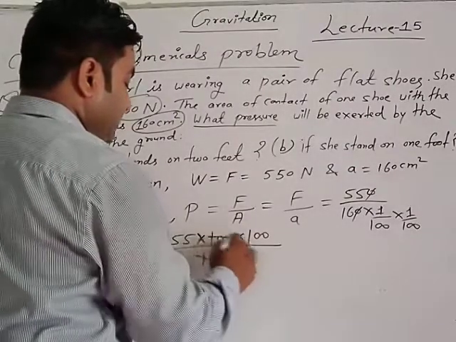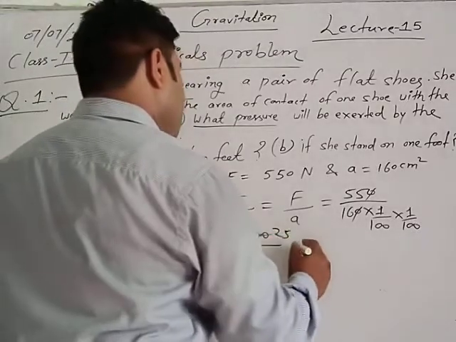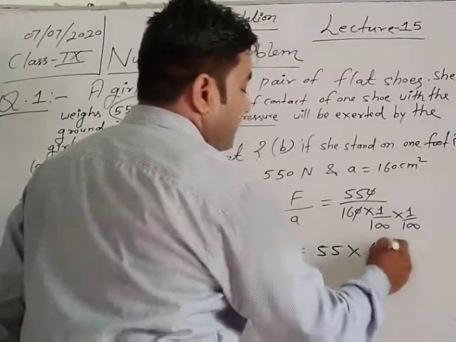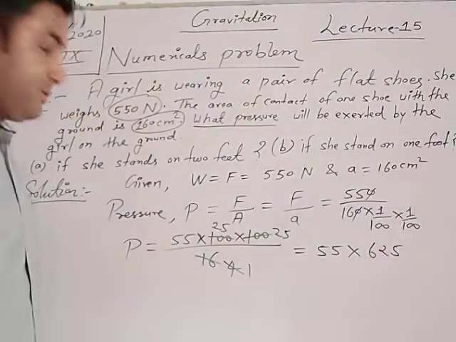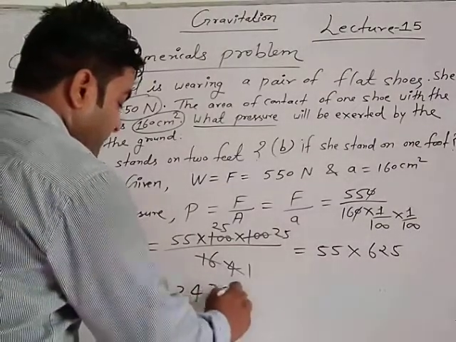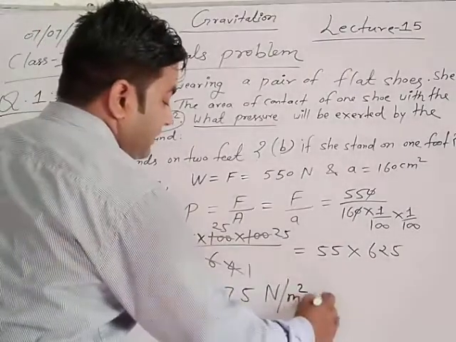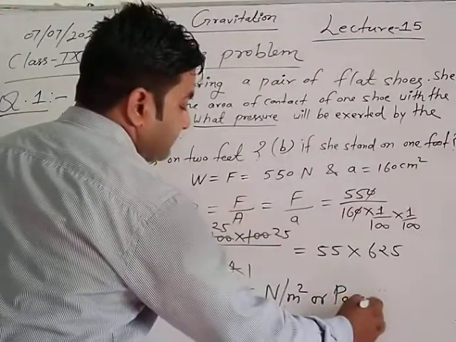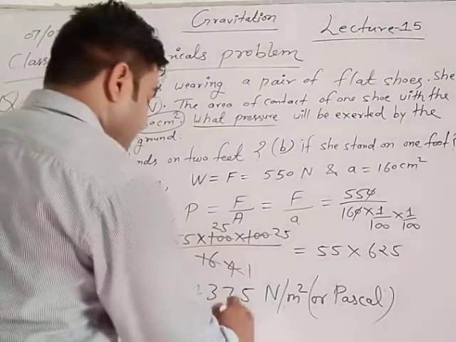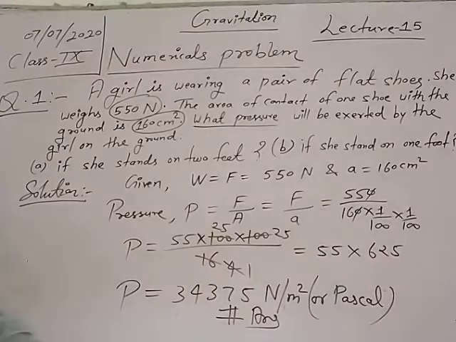4 fours are 16 and 4 twenty-fives are 100. Again 4 ones are 4, 4 twenty-fives are 100. Then 55 into 625, and when you multiply 55 into 625, you get 34375 Newton per meter square or Pascal, the unit of pressure. This is the second part of this numerical. Just note down. After this, we will solve the second numerical.